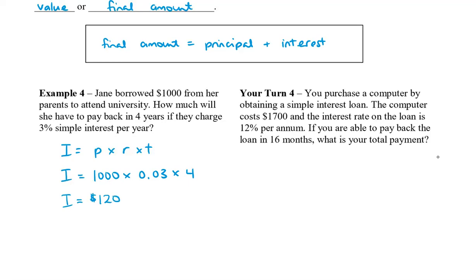So there is an interest of $120. So the amount that she has to pay back is the original 1,000 that she borrowed plus the $120 interest. So she now has to pay a grand total of $1,120 back to her parents. And that's how you calculate the future or the final amount.